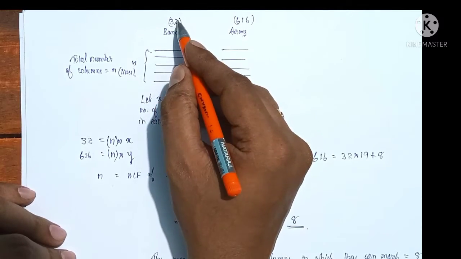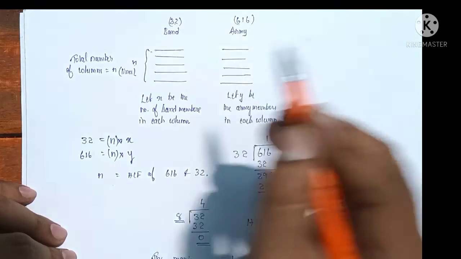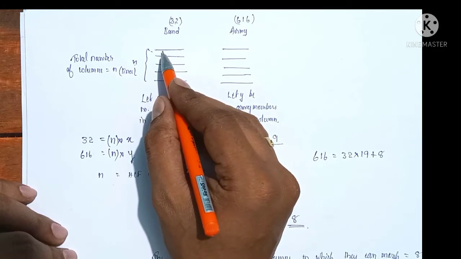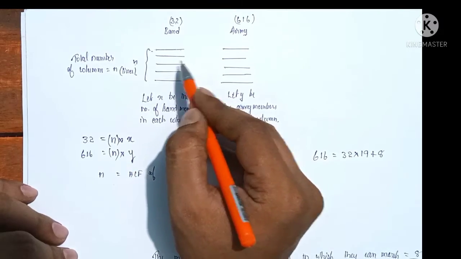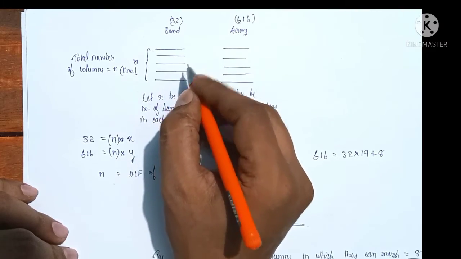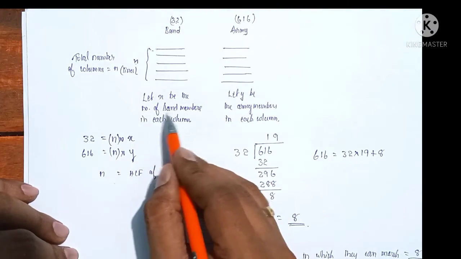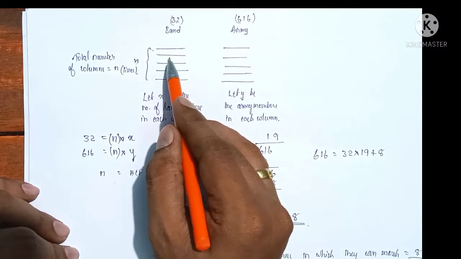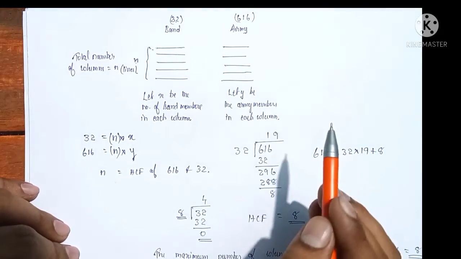What is given in the question? There are 32 members in the band and 616 members in the army. It is given that the two groups have to march in the same number of columns. We don't know the number of columns, so let's consider n as the maximum number of columns. Also let x be the number of band members in each column, and let y be the army members in each column.